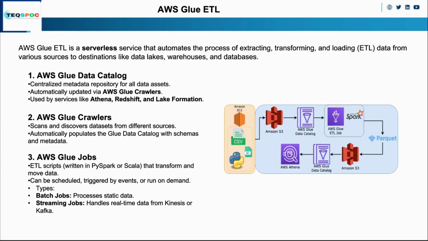So the second component is the Glue crawlers. We have already seen how it works: it scans and discovers data sets from different sources and automatically populates the Glue data catalog with schemas and metadata. Once you put a file in S3 and run the crawler, the Glue data catalog will be updated with the latest metadata information that comes along with the file. It's as easy as that. Right, now coming to the third one, that is the Glue jobs.